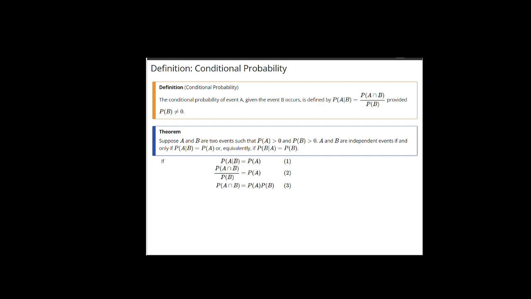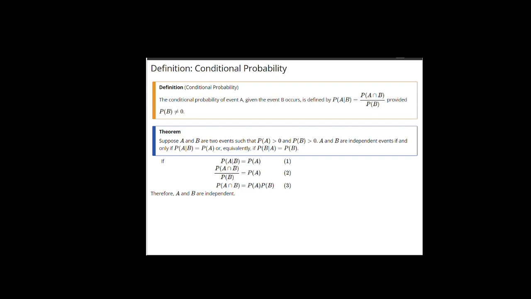And on the third line, we multiply both sides of this equation by P of B, and we obtain P of A intersect B equals P of A times P of B. This is the definition of independence of the two events A and B. We conclude A and B are therefore independent.